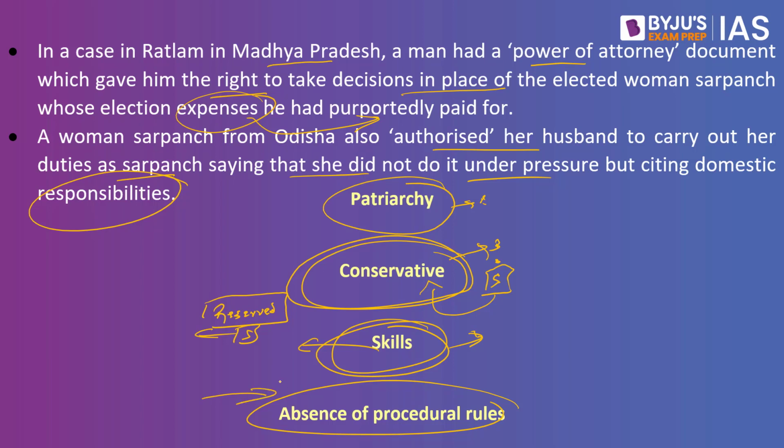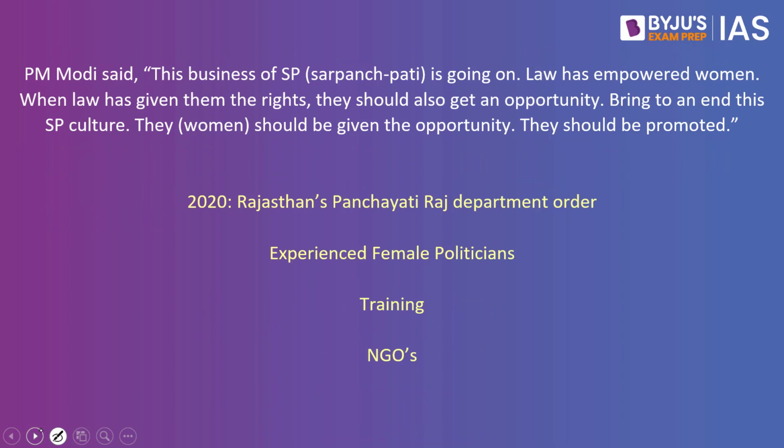So this basically means that because they do not know how the law works and because it is of abstract nature, they would again not be able to perform their functions in an effective manner. This is why the Prime Minister of India, Narendra Modi ji, went on to say that this business of sarpanch pati is going on. Law has empowered women. When law has given them the rights, they should also get an opportunity. Bring to an end this SP culture. Women should be given the opportunities. They should be promoted, says the Prime Minister of India.